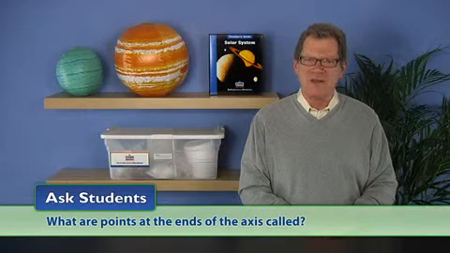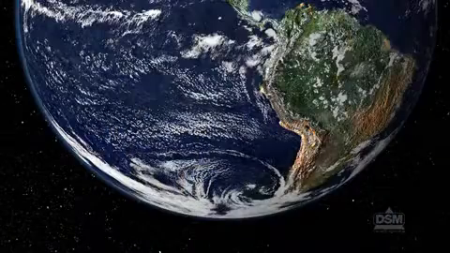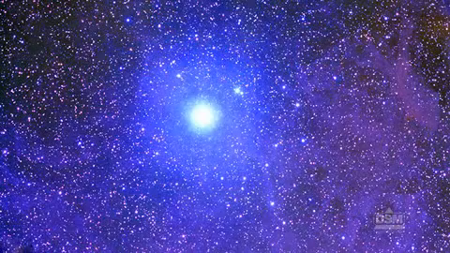Review the term axis, which students know as the imaginary line through the center of Earth. Then ask, what are points at the ends of the axis called? Students should identify these points as the North and South Poles. Explain that the North Star got its name because the axis at the North Pole points towards that star. Inform the class that travelers have used the North Star for centuries as a guide in their journeys across land and oceans.